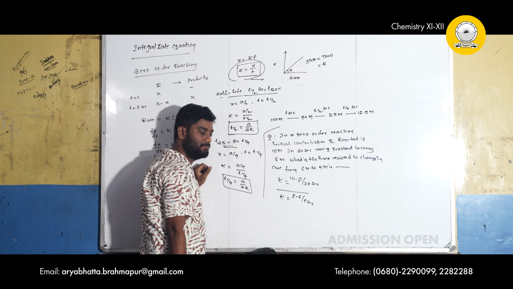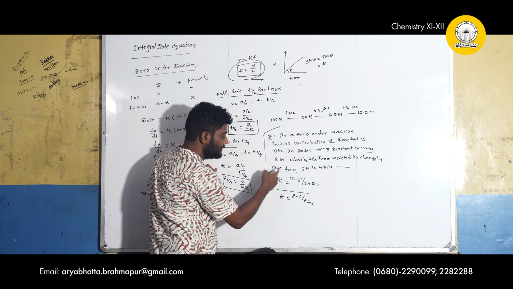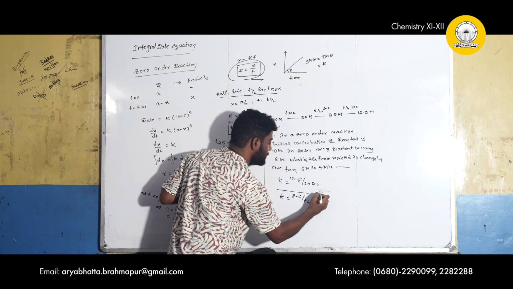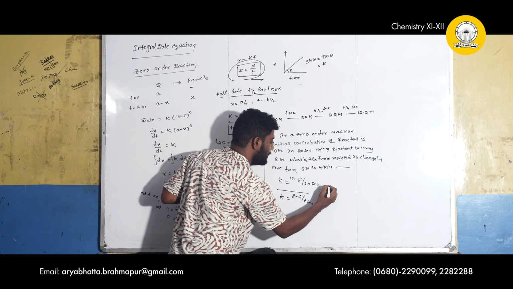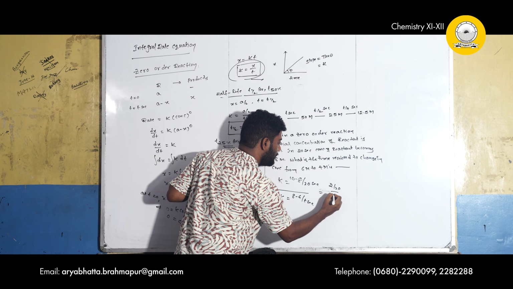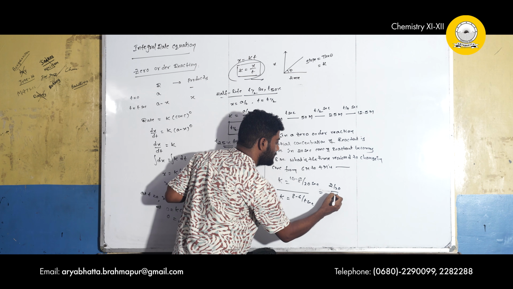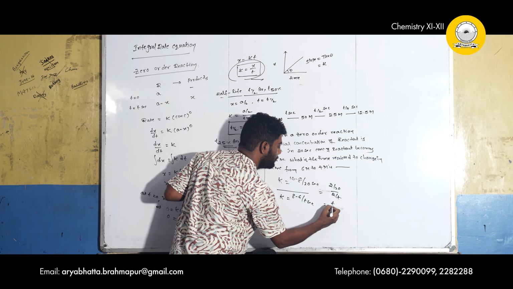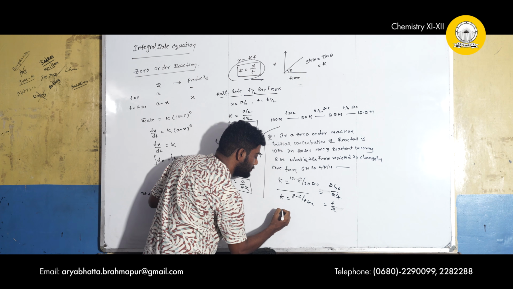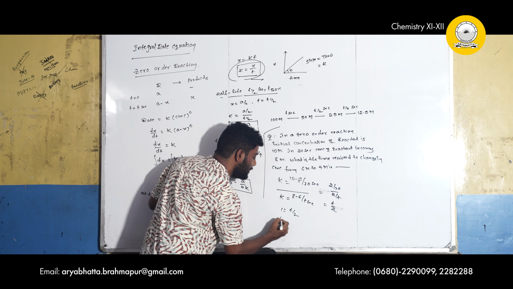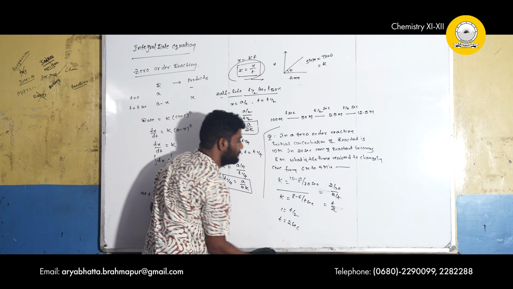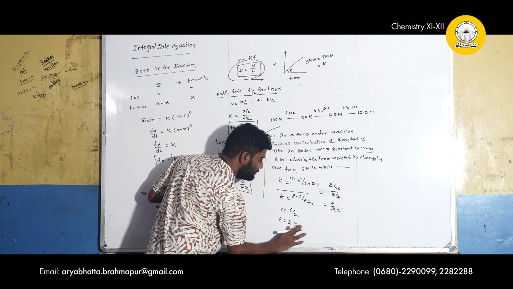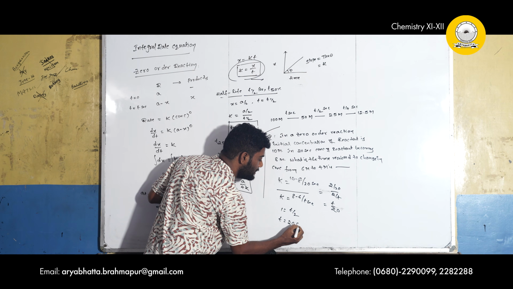So take ratio. Taking ratio means what? K cancels. So this is equal to 2 by 2 or 2 by T. Simplification means T by 20. Just cancel, so 1 is equal to T by 20. So T equals 20 seconds.